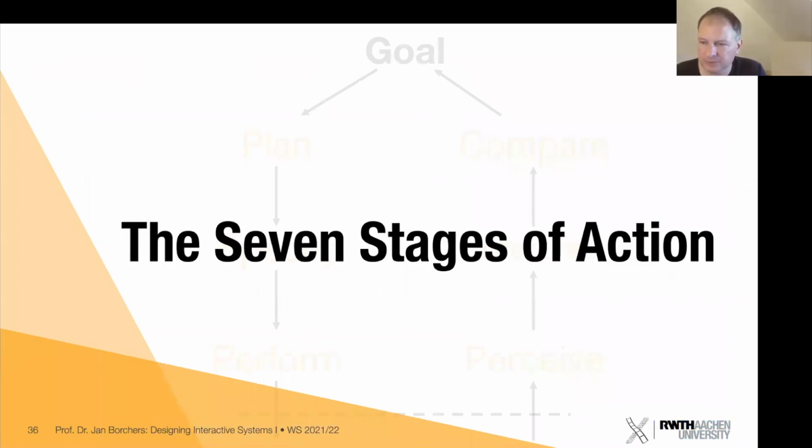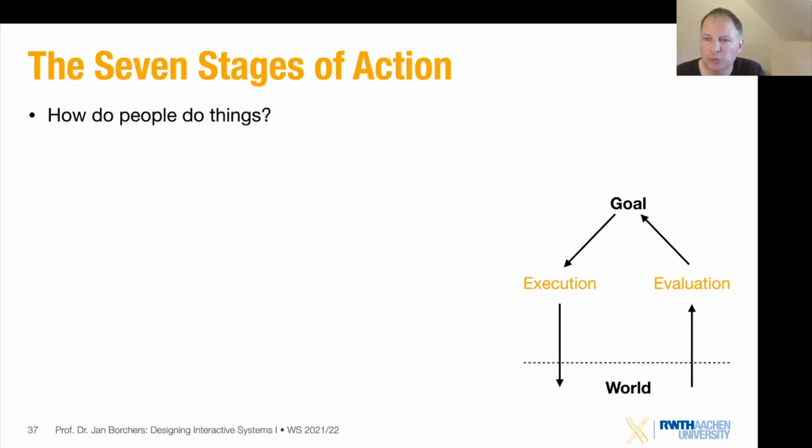And this is a model that helps us fundamentally understand how people do things, how they make a plan of what they want to do and how they execute that plan in order to achieve something in the world. And I'm not talking about, you know, finishing your degree or anything that grand. I'm talking about very small things like turning on a light. That's the kinds of goals that we're talking about in the seven stages of action.